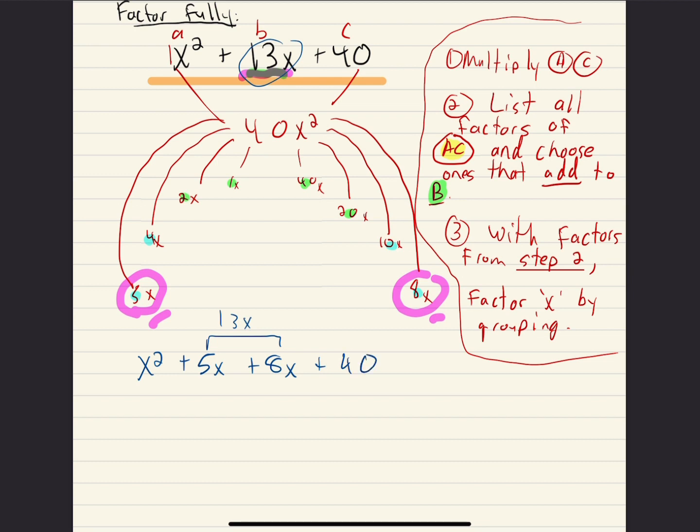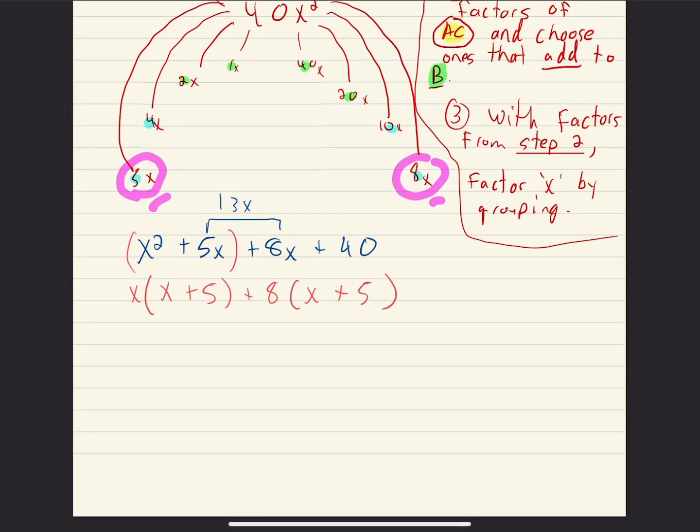Okay, then I'm going to separate these into two and factor each out. When I look at x squared plus 5x, the common factor that they both share would be x. So if I remove x from both, I get x plus 5. And then between 8x and 40, the greatest common factor that we have for each of them is going to be 8. And so if I remove 8 from each, I'm going to have x plus 5.